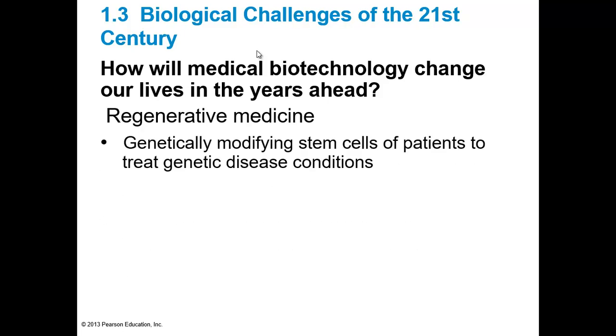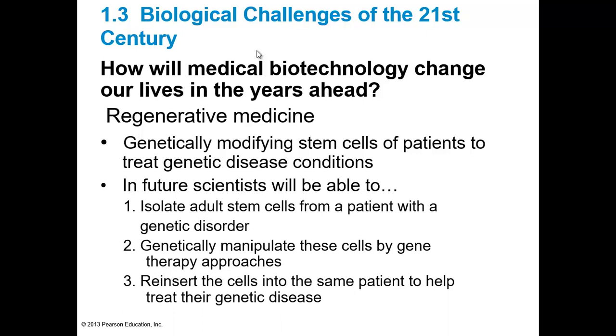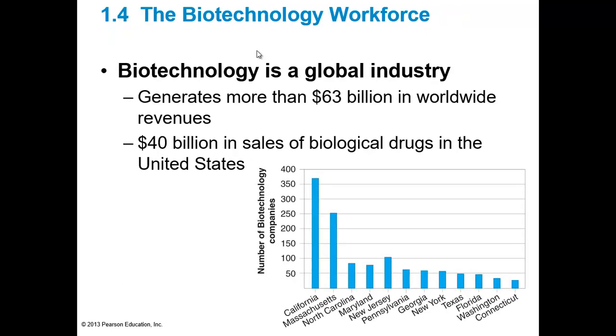And genetically modifying stem cells of patients to treat genetic diseases. And in the future, we'll be able to isolate adult stem cells from the patient with the disorder, genetically modify these cells with gene therapy so you correct the genetic defect. This can be done just by providing the correct gene, or you could do it by repairing the gene with CRISPR technology. And then you reinsert the cells into the same patient, and then that helps them combat the disease.